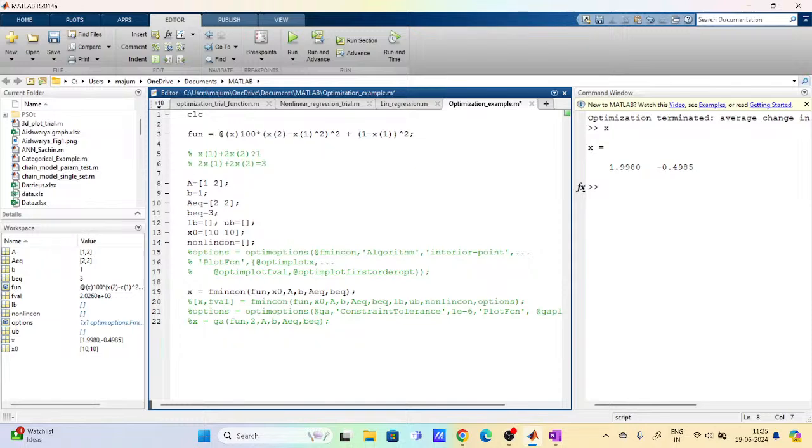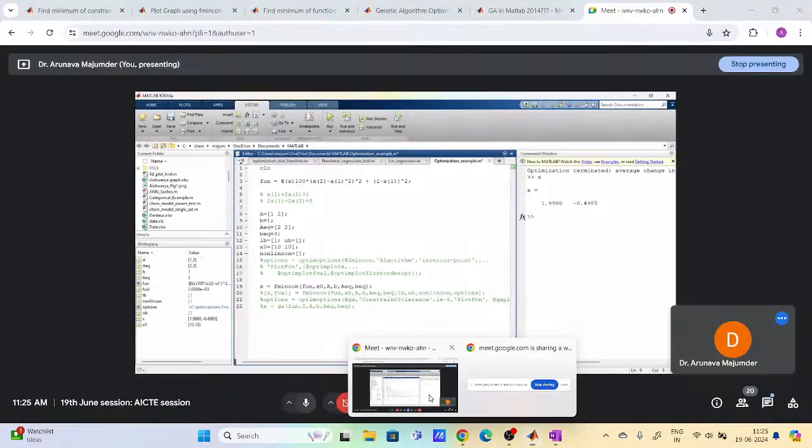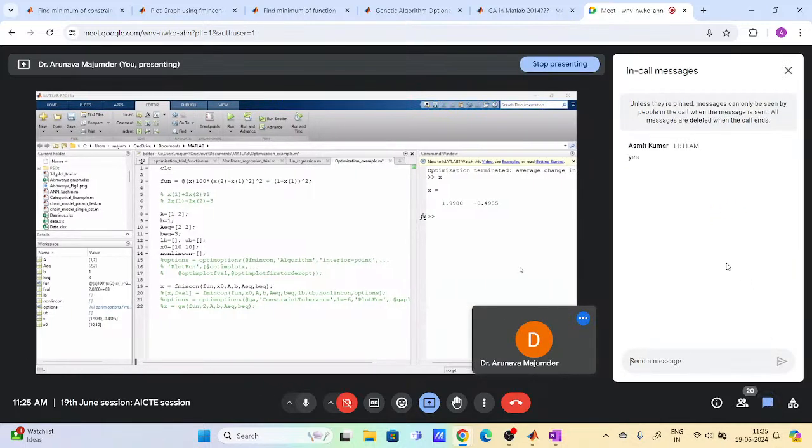Can you tell me what the first constraint is? Just look at these two: capital A equal to 1, 2 and B equal to 1. Write down in the chat box, please. Not just 1, the entire constraint.